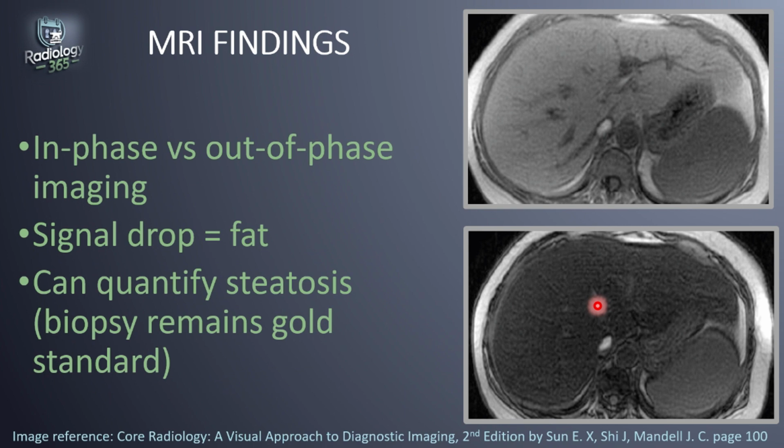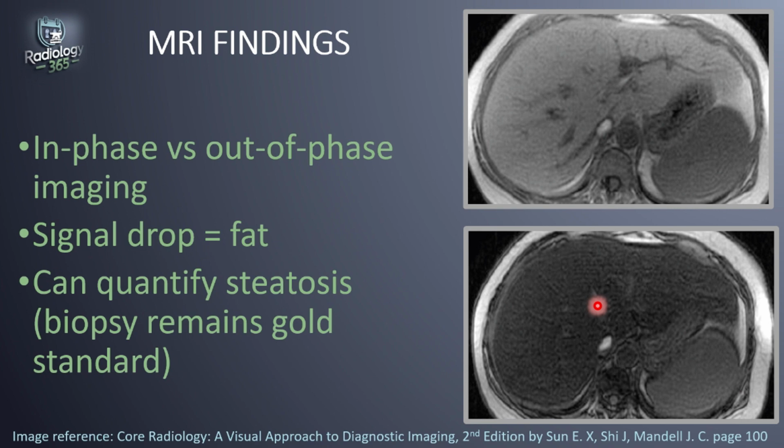MRI, especially in and out of phase sequences, is more accurate than CT or ultrasound for detecting steatosis and estimating severity. You can use the intensity values and the amount of signal drop on the in and out of phase images to tell you what percentage of fat is within the liver. However, biopsy remains the gold standard, especially for diagnosing steatohepatitis or early fibrosis.